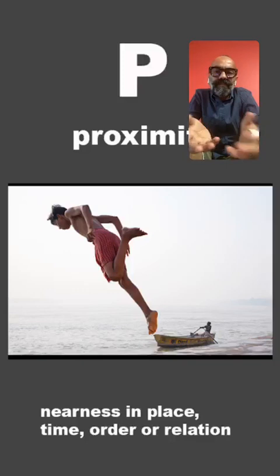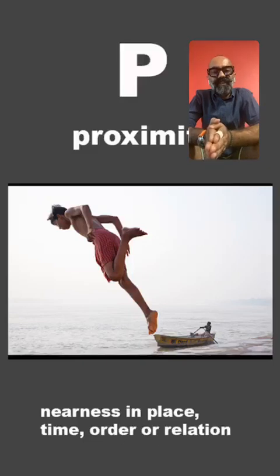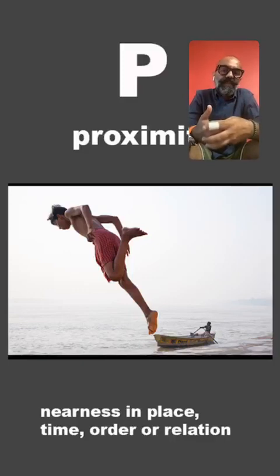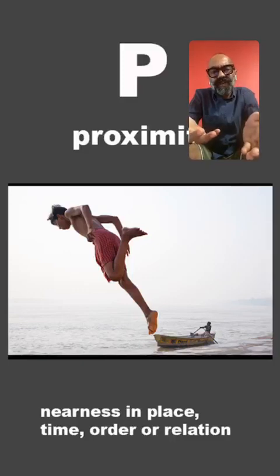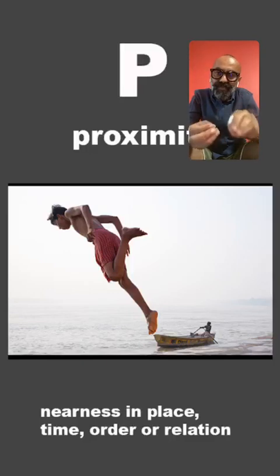What does proximity mean? It means nearness in place, time, order, or relation. How do we do it? Now, can you see the distance between the guy who's jumping and the boat? The distance would be easily 25 feet. Can we do that? Yes, we could do that. How we work with the camera, I will come to that after this. There must be an alphabet which will talk about that.